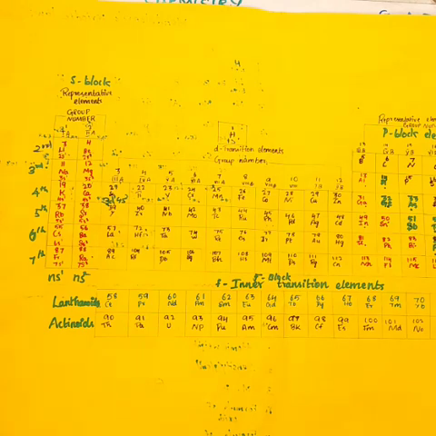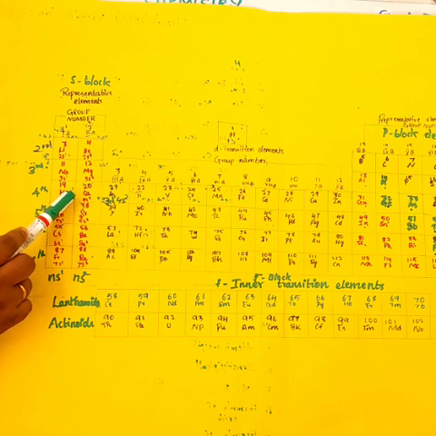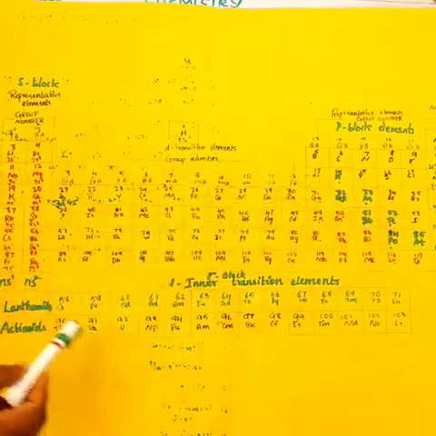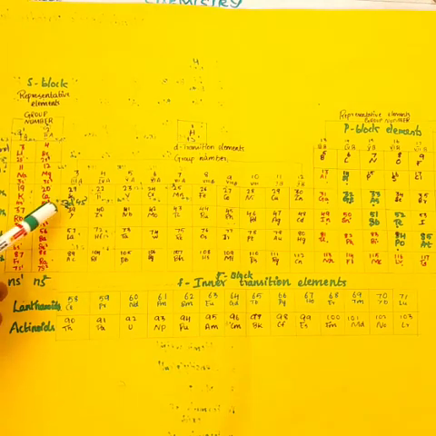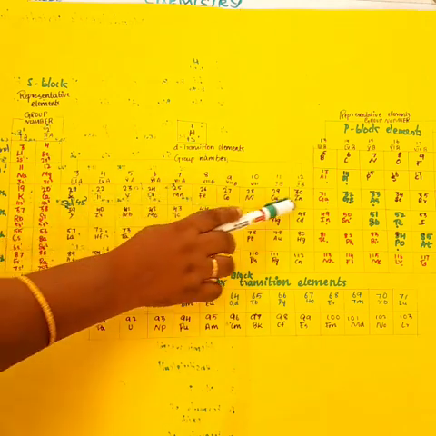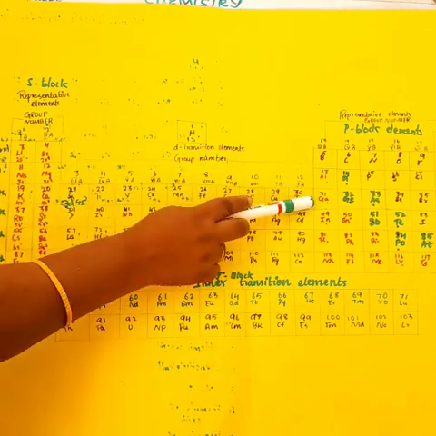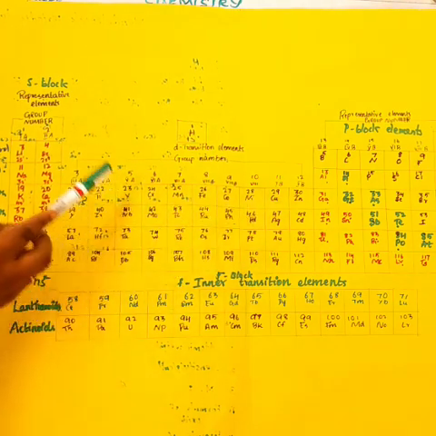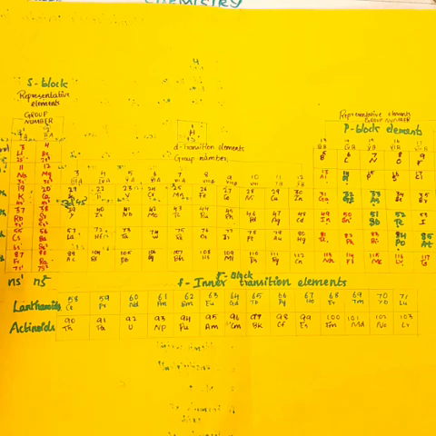So here, the fourth period starts from the 4s1 orbital, followed by 3d and 4p orbitals according to the Aufbau principle. In the fourth period, the filling of the 3d orbital starts with scandium and ends with zinc. These 10 elements are called the first transition series. How many transition series are there? There are 4 transition series. So scandium to zinc we call the first transition series.